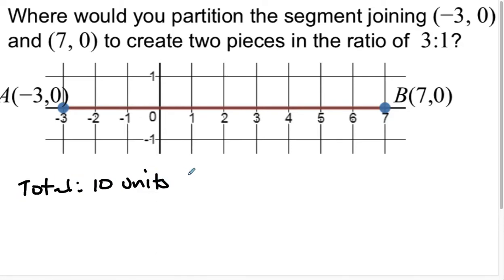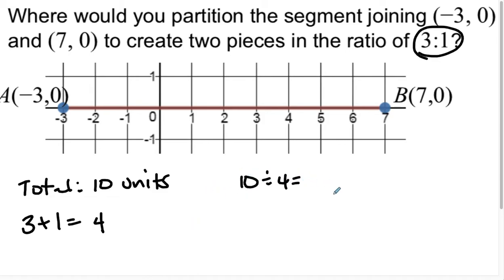And what we want to know is how many times I am going to split the 10 units. If they're giving you a ratio, remember to add the two digits together. So 3 plus 1 is equal to 4, so I'm going to divide by 4. 10 divided by 4 is 2.5. So every 2.5 units is going to create technically a quarter. That's what we want to achieve, to be able to divide it into 4 equal parts.